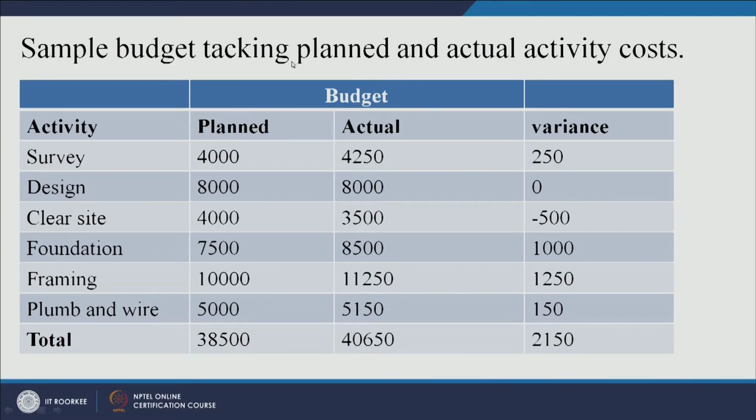Sample budget taking planned and actual activity cost. So, the same project, different activities. These are different planned costs and these are actual costs. So, we have to find out the variance. The variance is positive here, so there is a saving of 250 rupees. There is no saving here. The planned was this much, but actual is 3500. So, there is a negative variance. Similarly for all other activities. So, at the end of the day, this is the total variance, which is positive.